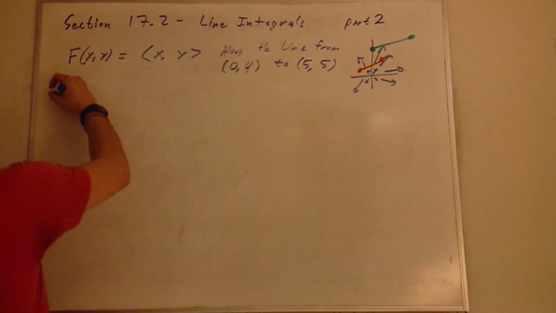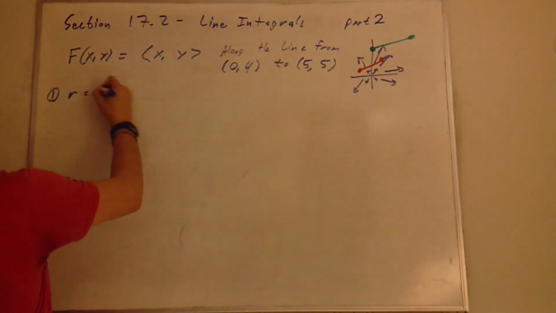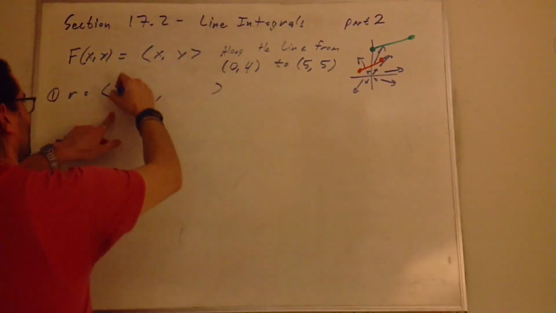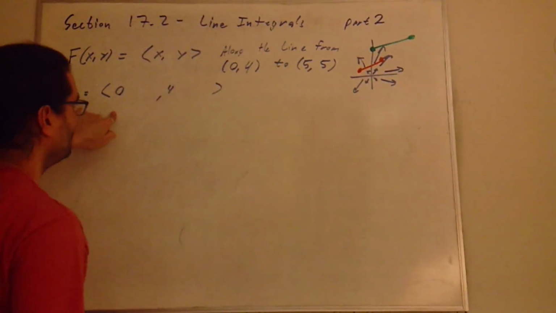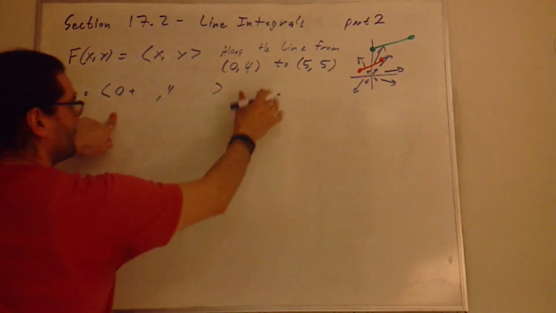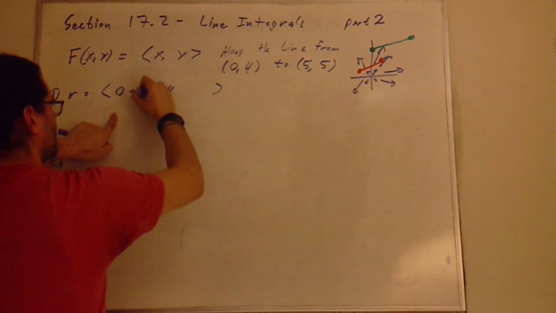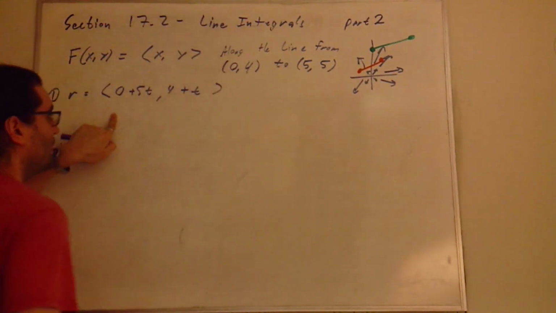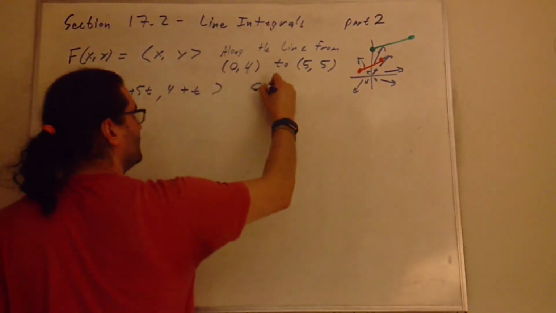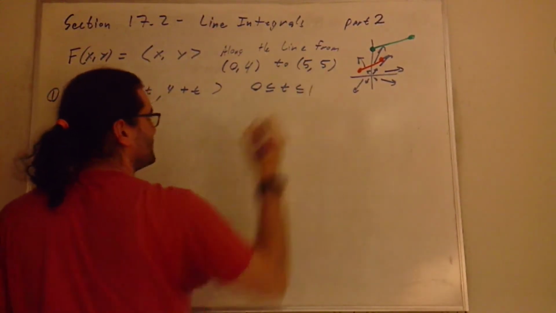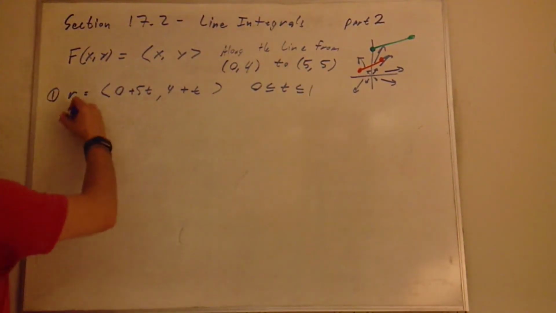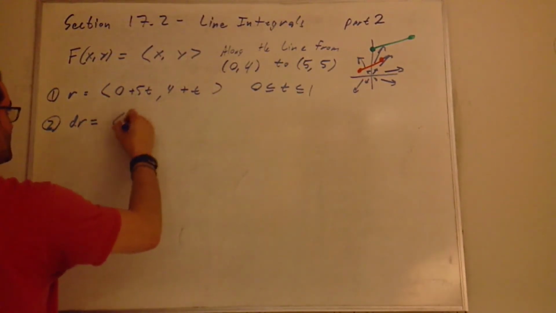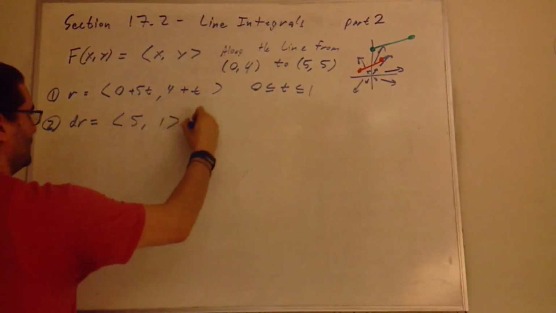Step 1, parameterize the curve. We're going to make a big vector for r. We're going to start with the starting point, 0 and 4, and we're going to add the difference. So the difference on x is going to be 5t, the difference on y is going to be 1t, and this is r. T goes from 0 to 1. dr will be the derivative of this. That should just be 5 comma 1 dt.